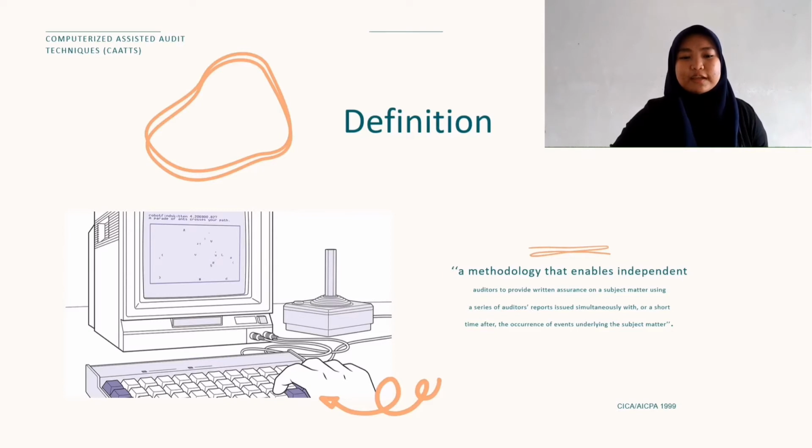According to AICPA 1999, continuous auditing technique is defined as a methodology that enables independent auditors to provide written assurance on subject matters using a series of auditors' reports issued a short time after the occurrence of events underlying the subject matters. This means that the continuous auditing technique allows independent auditors to use the series of another auditor's reports in providing assurance on the subject matters. In simple words, continuous auditing techniques are techniques used by auditors in providing assurance on a real-time and online basis.